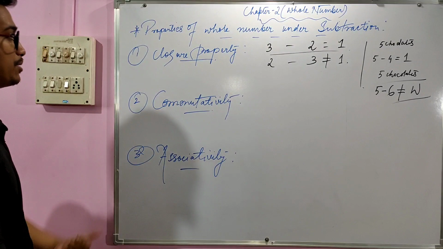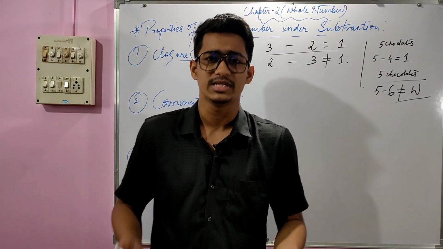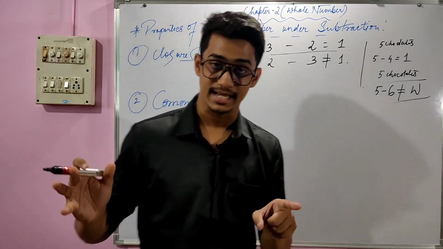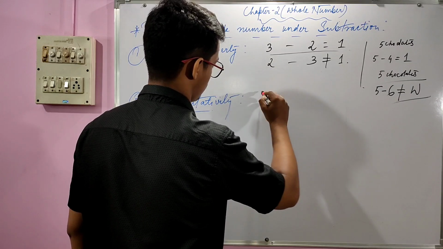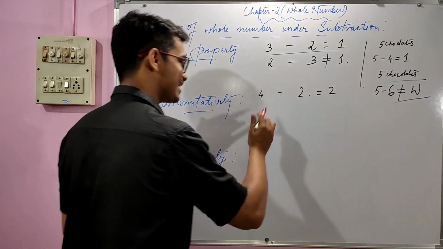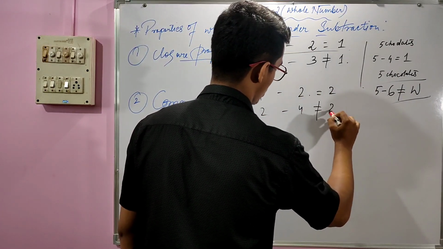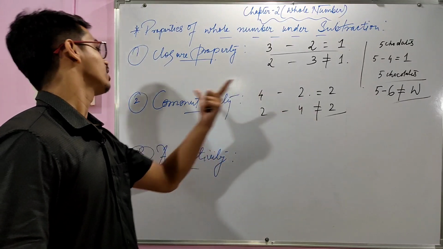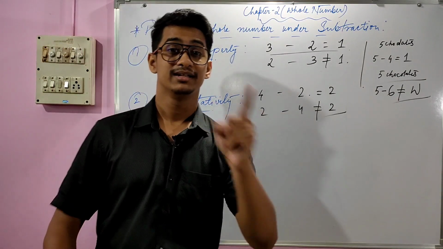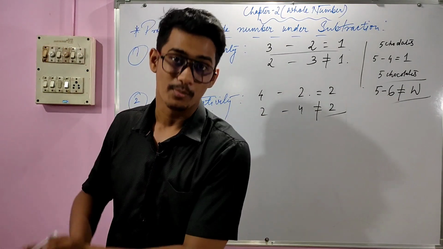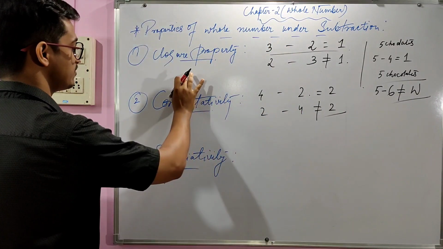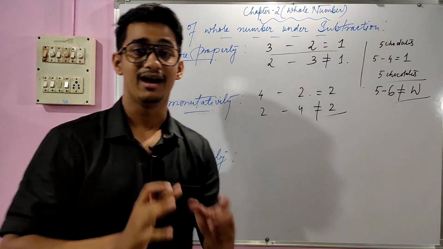So the first property does not hold for whole numbers under subtraction. Let's go on to the second property, which is commutativity. Commutativity means reversing the order of the numbers, but the result will be the same. If I take 4 minus 2, the answer is 2. But in case of 2 minus 4, the answer is not 2. So along with the closure property, in commutativity also, subtraction cannot hold its property. Whole numbers will not satisfy commutativity and closure property under subtraction.